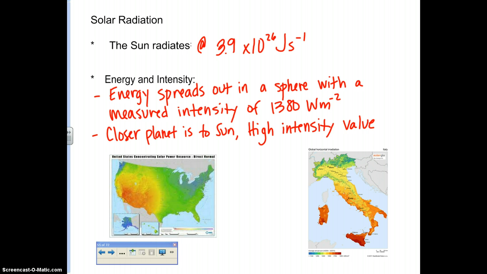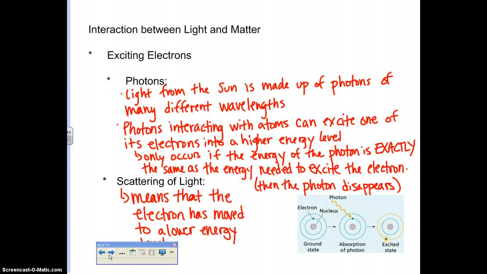Here are some different graphs, pictures, and charts that will show you about different solar constants. Interaction between light and matter, talking about photons when you have excited electrons. Light from the sun is made up of photons of many different wavelengths. This was already discussed in section 2 when we talked about photons and how electrons are excited. When they move down in energy levels, light is emitted, and when they move up in energy levels, light is absorbed.